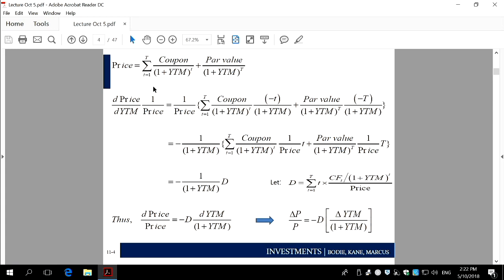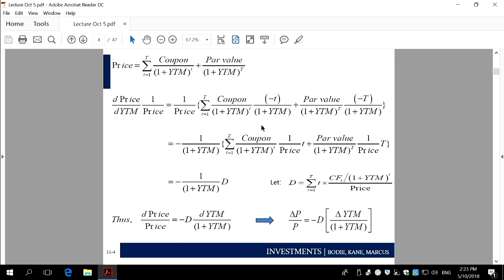We just take the first order derivative. Remember the basic calculus, dP over d yield to maturity, right? Then over price. Then dP over d yield to maturity, you just take the first derivative of this term. Because you have a t here, the first derivative of this term will become minus t over, so you have an additional 1 plus yield to maturity because your power will increase by 1. So that's the first derivative of the first term. And the first order derivative of the second term is basically the same, right?